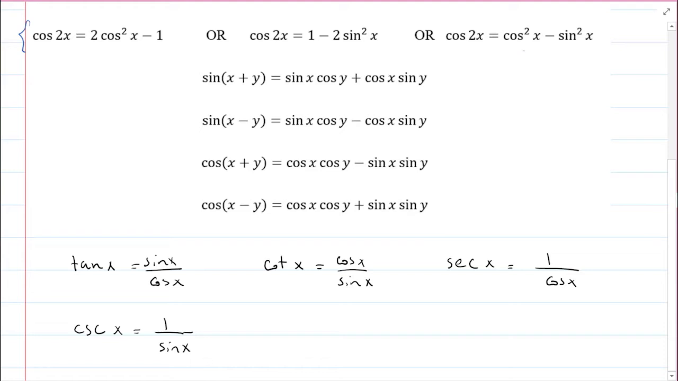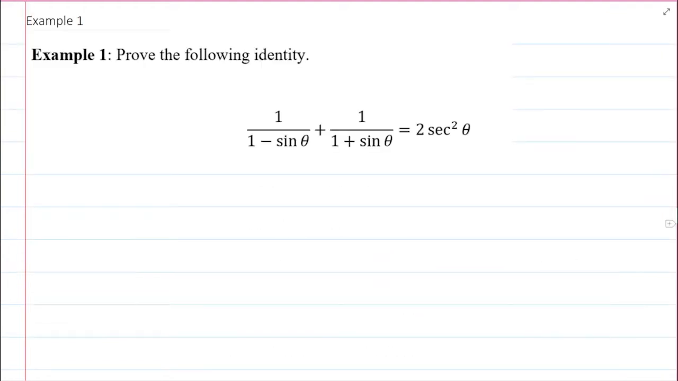Okay. Let's do some examples. In this first identity, we actually have to prove it. And usually when we are proving identities, we start from the side that has more terms and is more complicated, and we try to use identities to simplify it to get to the other side that is simpler. So in this case, we're going to start with the left-hand side.